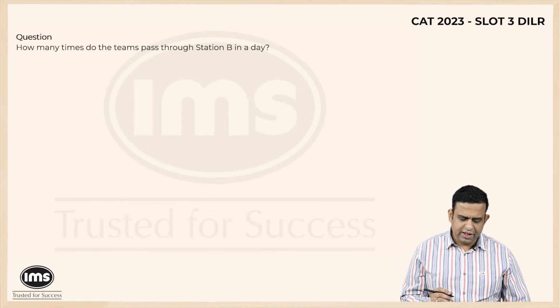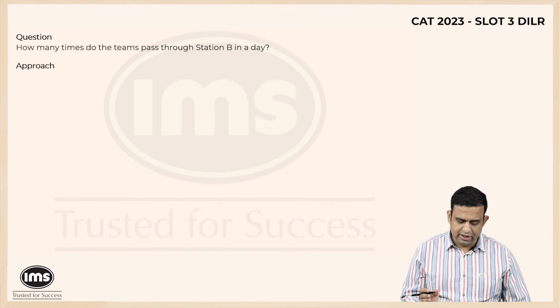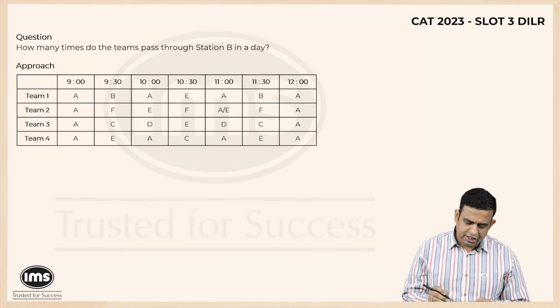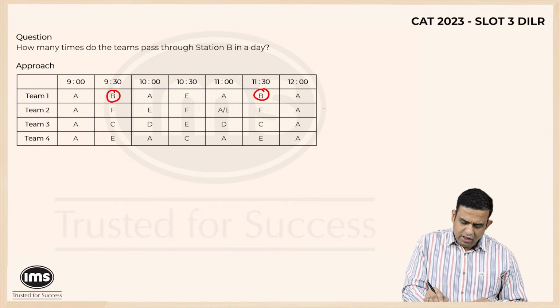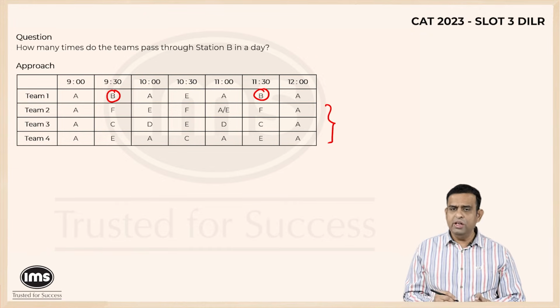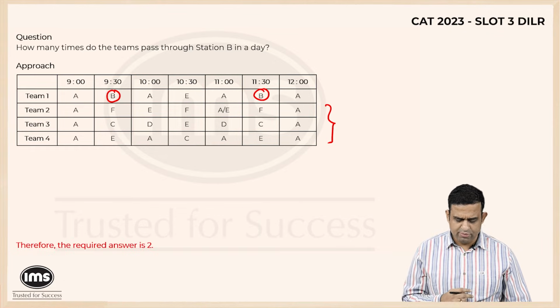In the next one, they say, how many times do the teams pass through station B in a day? So if I look at the count for station number B in a day, it is 1 here, 2 here, and none of the teams 2, 3 or 4 is going to be over here. So the answer in this particular case becomes 2 times.